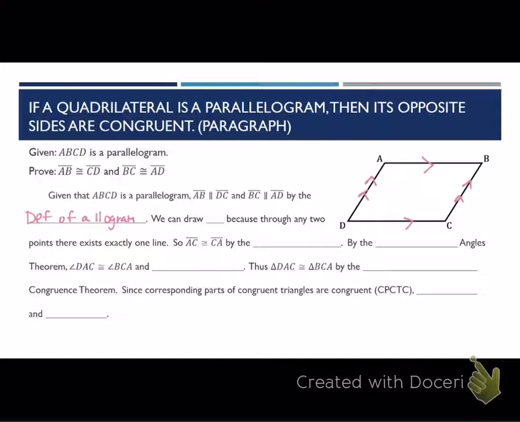We can draw in, because through any 2 points there is exactly one line. What are they drawing in here? They're actually not drawing in DB. And the reason I know this is because I look further ahead. What is it saying is congruent to itself? So what line do you think they drew in this time? Do you see how the reflexive property includes AC this time? So sometimes you have to look ahead when it's fill in the blank. So they're drawing in AC this time. So AC, because through any 2 points there exists exactly one line. So AC is congruent to CA by the reflexive property. Good.